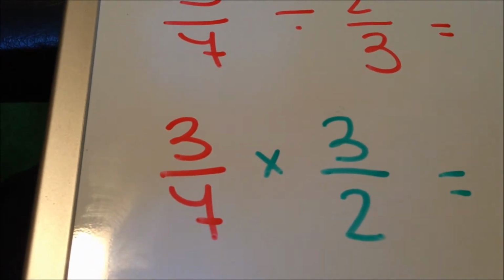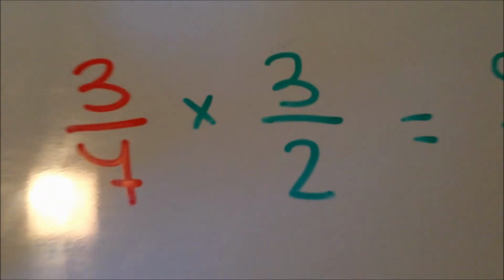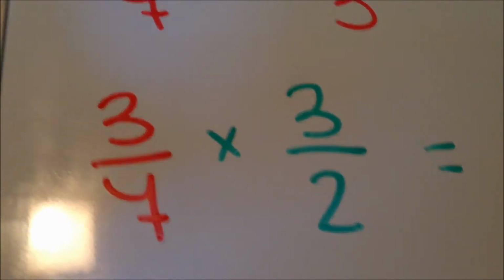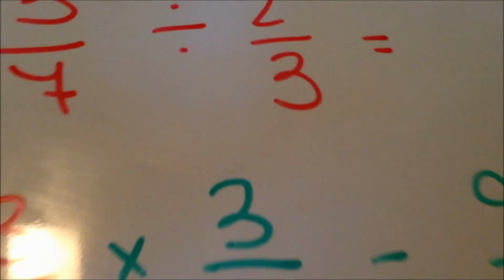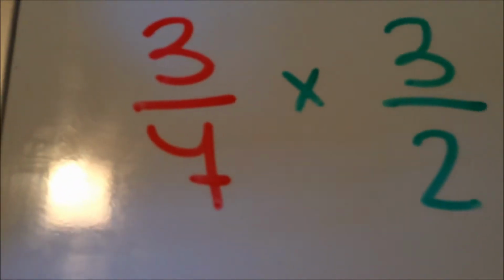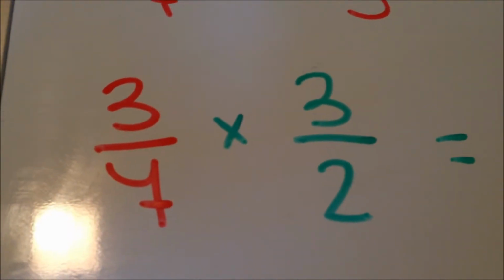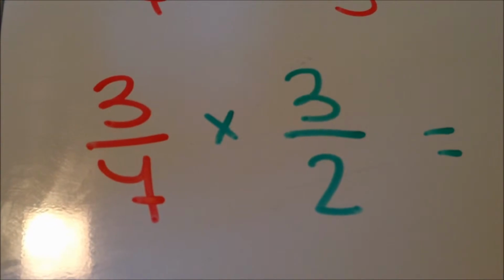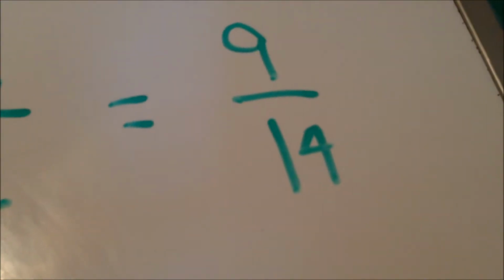The next thing we want to do is look for cross-reducing. Now that it has become a multiplication problem, we can cross-reduce if possible. Can this 3 cross-reduce with 2? No. Can this 3 cross-reduce with 7? No. Can the fractions themselves reduce? No. So all we can do at this point is multiply. 3 times 3 and 7 times 2. So our final answer is 9/14.